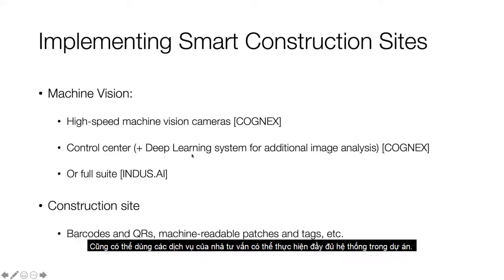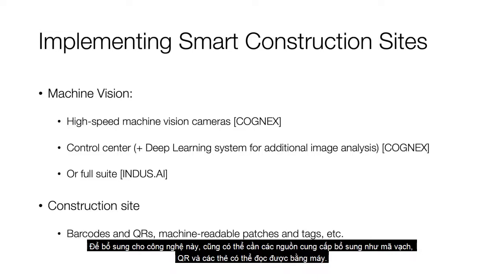project. Or we can also enlist the help of a consultant, who will integrate their technology in our construction site. They will come in to fully implement their technology, which means they have to cover everything. And to complement this technology, we also have to supply some additional materials such as barcodes and QRs and machine-readable patches and tags to go with the whole process.